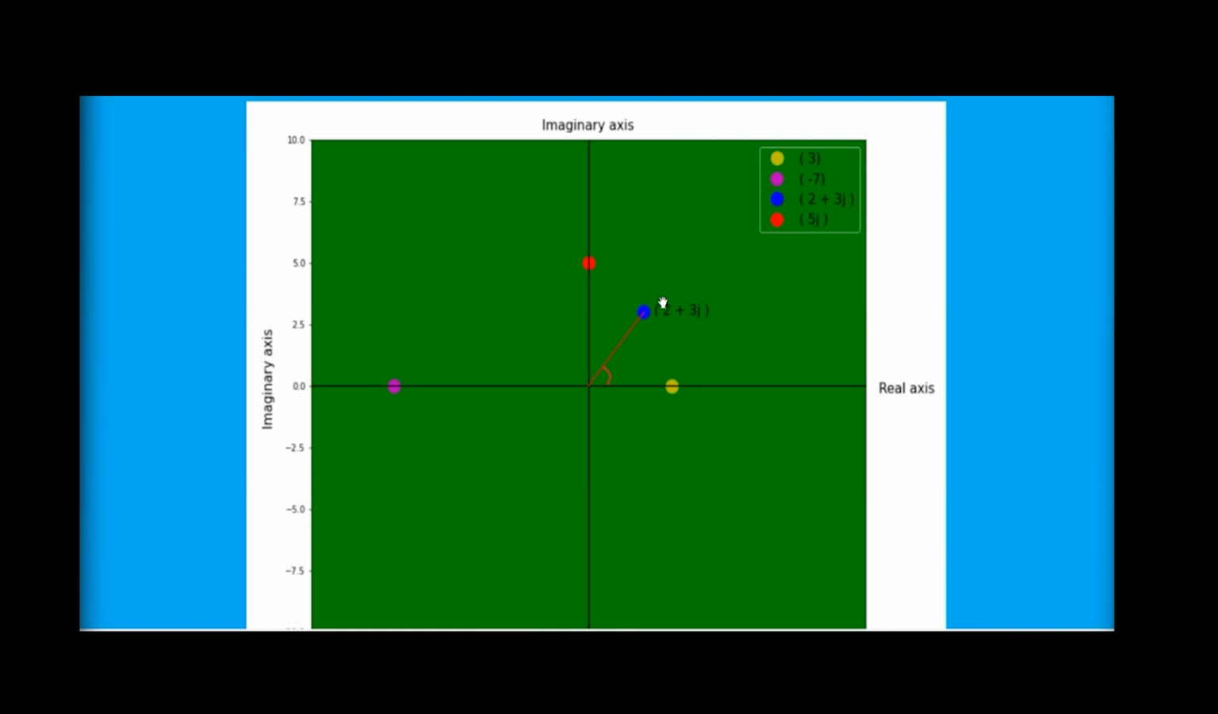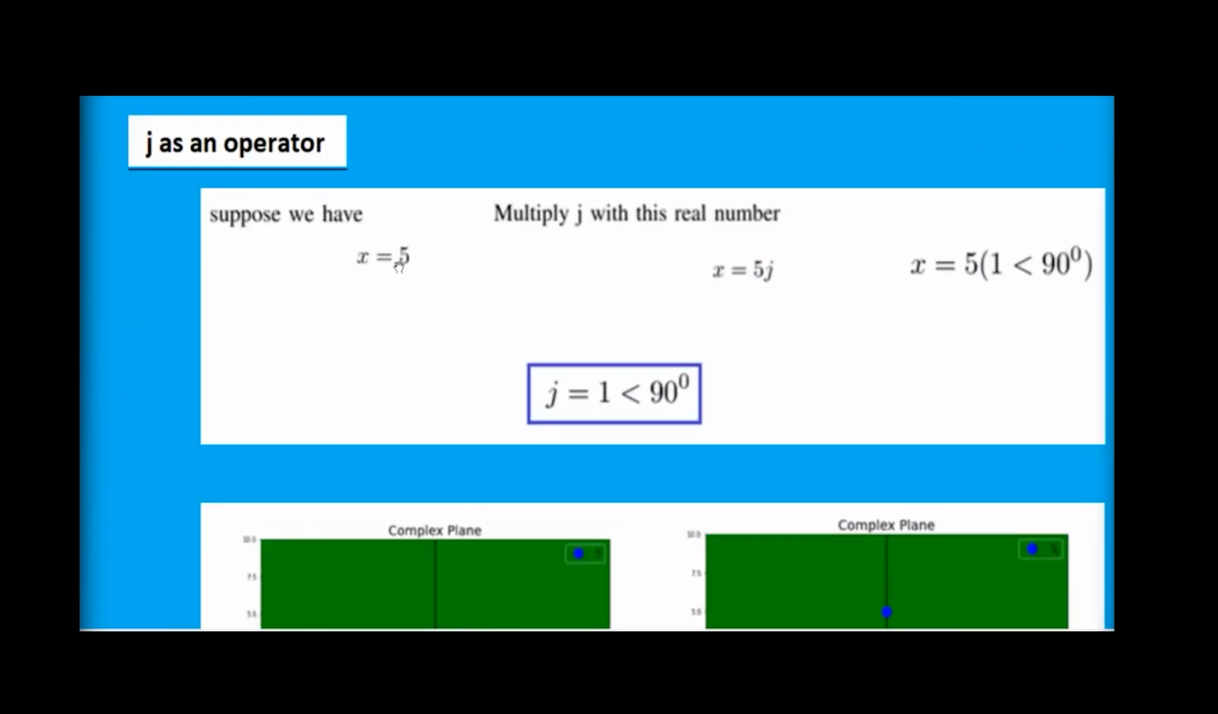How do we calculate the magnitude and phase of a complex number? We will discuss that in a separate video, but the most important concept is that the magnitude of a complex number is its distance from the origin. This straight line shows the magnitude of the complex number. The magnitude of this number is 3. The magnitude of this real number is 7. And the magnitude of this imaginary number is 5. This is how we can represent real and imaginary numbers on the complex plane.